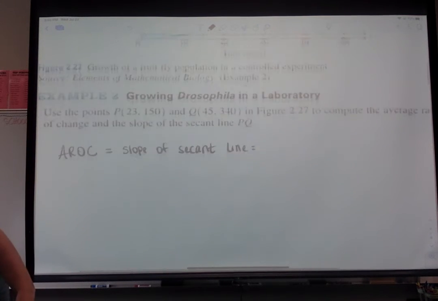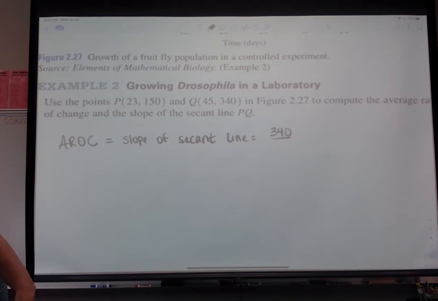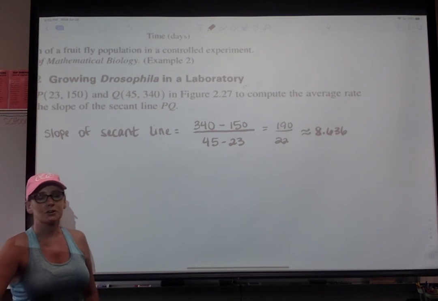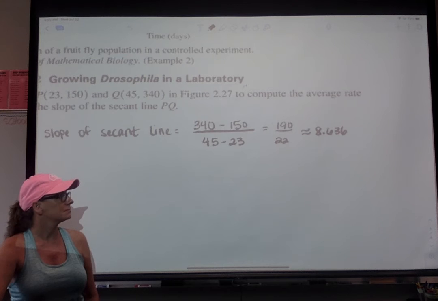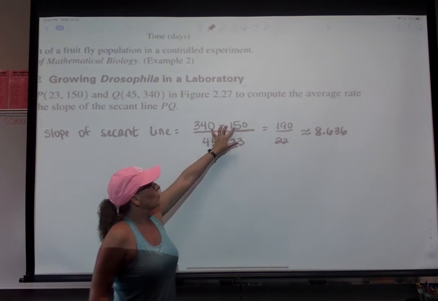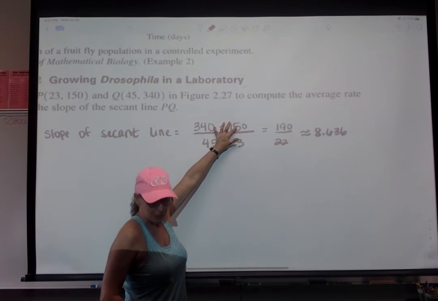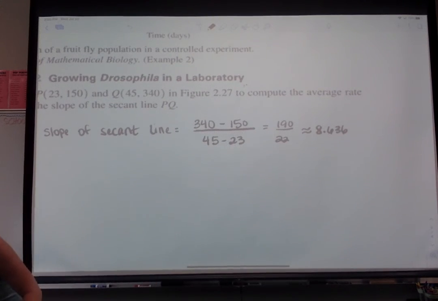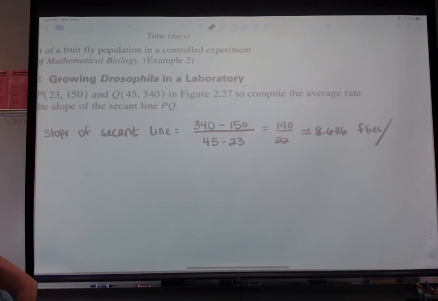Slope of our secant line, I'm just going to go 340 minus 150, all over 45 minus 23. That gives me 190 over 22, so about 8.636. Now, take a minute. I'm going to ask you to put units on your answer. Think about what our y's represent, fruit fly population. Think about what our x's represent, time in days. So this is fruit flies per day.